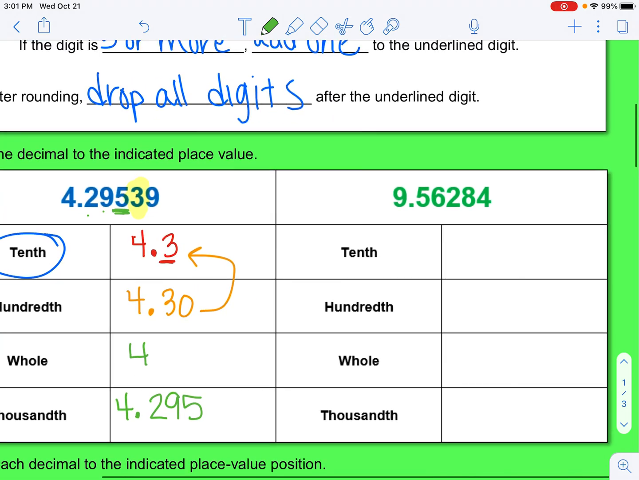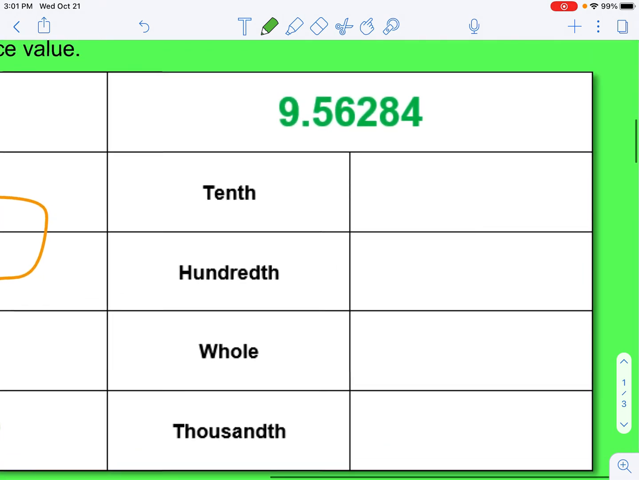Now let's try the second one. I'm going to go a little quicker through the second one. Alright, so I have that nice long number. The first thing we need to do is round to the nearest tenth. When I look at that number, I know my tenths place is the place right after the decimal, so that 5. Now I highlight the number to the right, a 6. Is it 4 or less, or is it 5 or more? It's 5 or more, so that means I'm adding 1 to my 5. So my number after I round is 9 and 6/10.